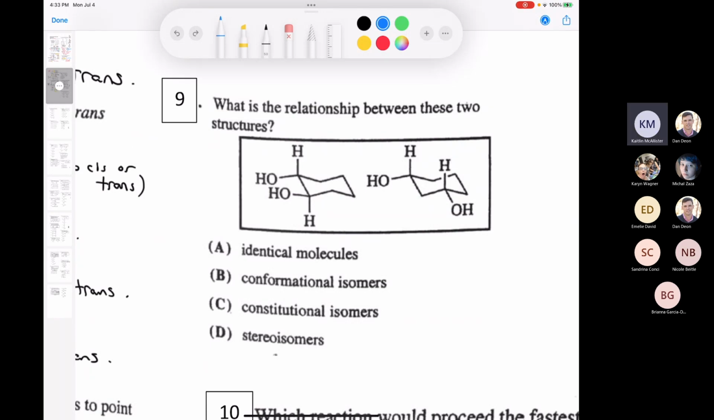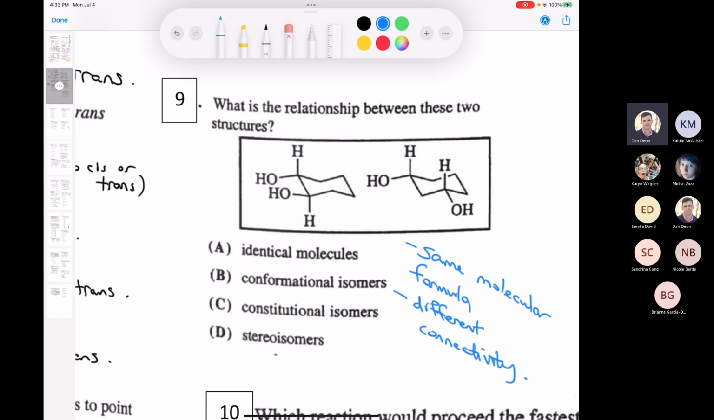Constitutional isomers. Yeah, I think so. How did you know that, Caitlin? Because they have the same what? They have the same molecular formula, but different connectivity. Exactly. Same molecular formula, but they have a different connectivity. That's what I would have said for the answer. And so they are just constitutional isomers, right?